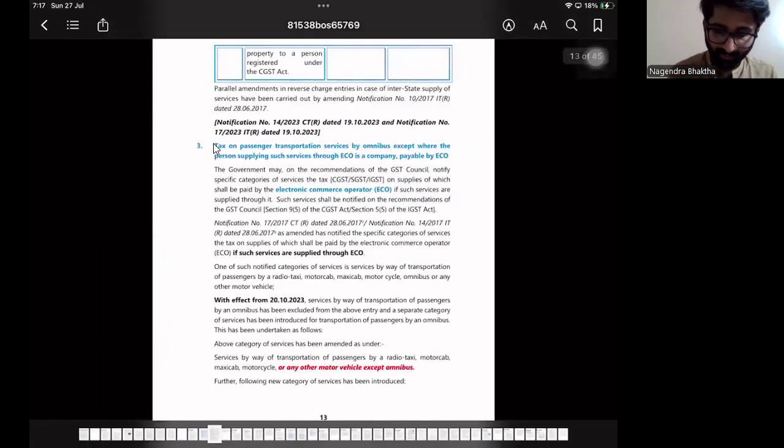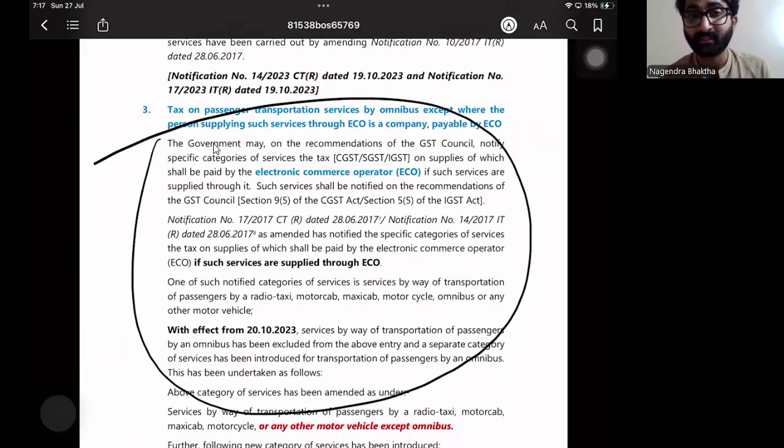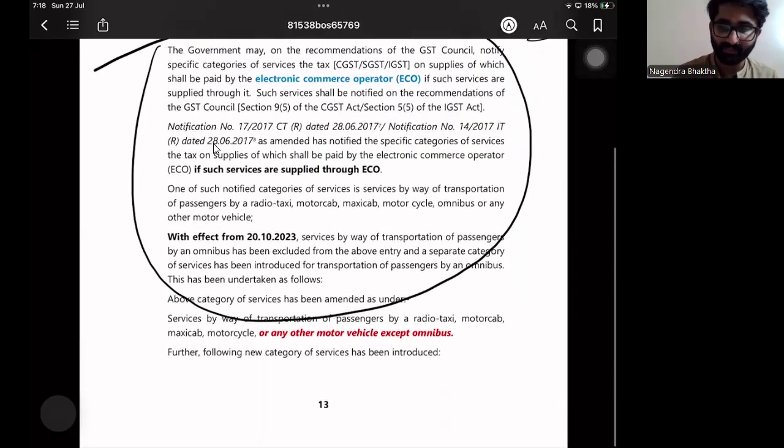Did we discuss omnibus? We have discussed this in the classroom. In case of omnibus, especially under section 9, subsection 5, you have to check whether the omnibus is a corporate. If it is a company, then 9(5) is not applicable, so the company will pay. If the omnibus is not a company, then the e-commerce operator will pay. That is explained in this part.